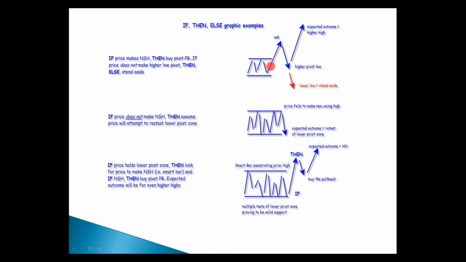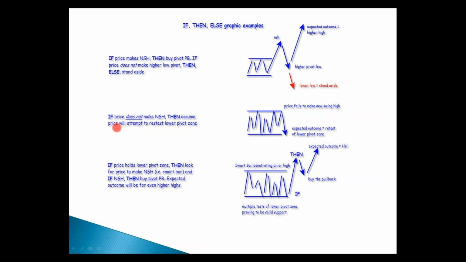Here's the first example. If the price makes a new swing high and pulls back, which makes a higher pivot low, once it pivots, we're going to be looking to enter that trade on the long side. And then we'll place our requisite stop where it should be, under the pivot low. And then the expected outcome would be for higher highs. So if P, then Q.